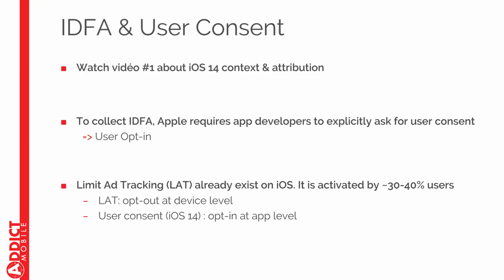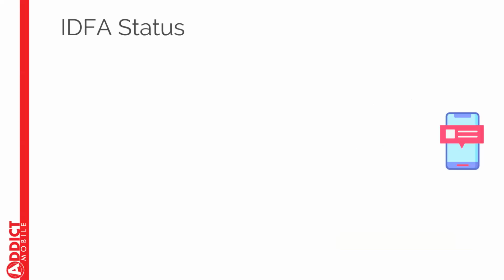It's slightly different to what Apple is introducing with iOS 14, because LAT, limited tracking, is an opt-out at the device level. The user consent they are implementing on iOS 14 is an opt-in at app level, meaning that the user behavior might be very different. So we might see that percentage of users not being tracked quite a bit higher.